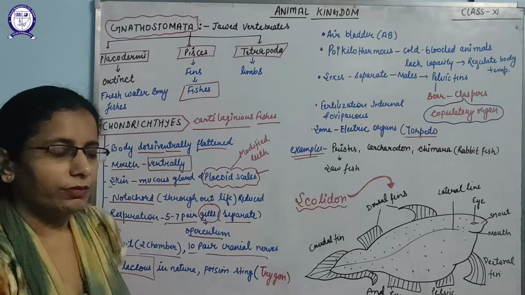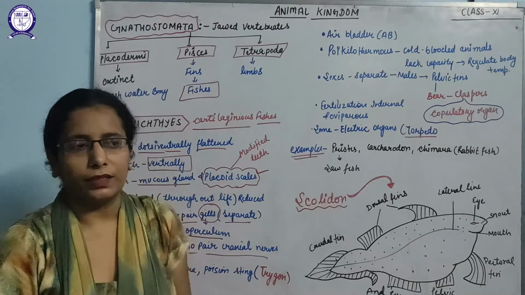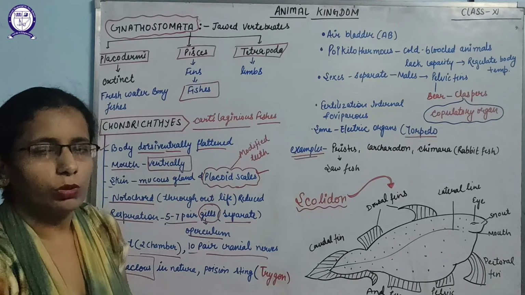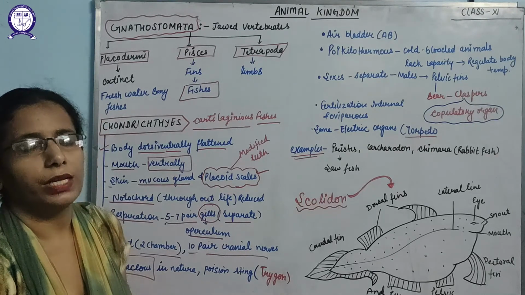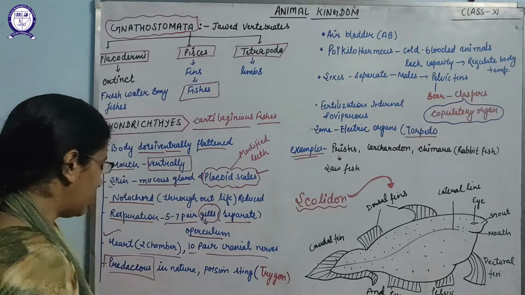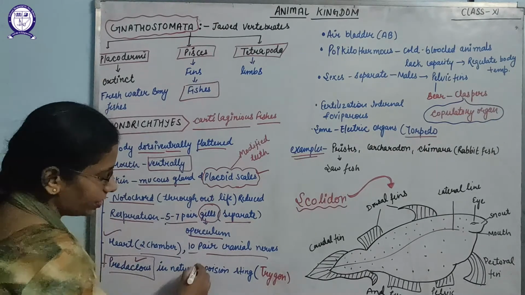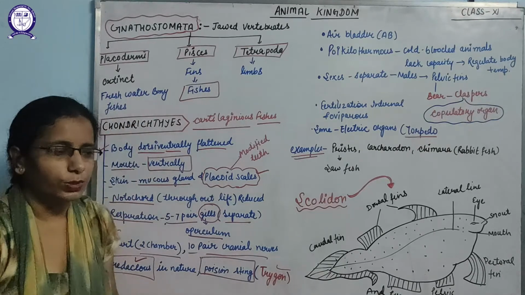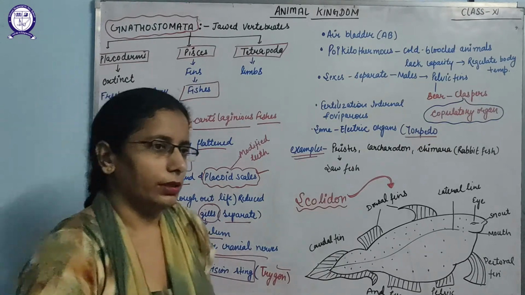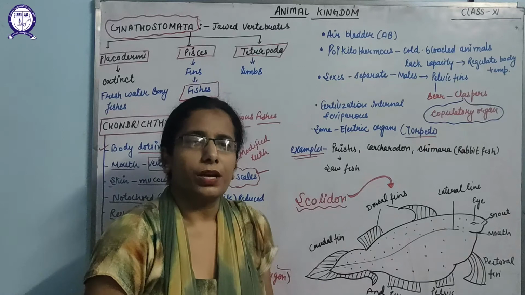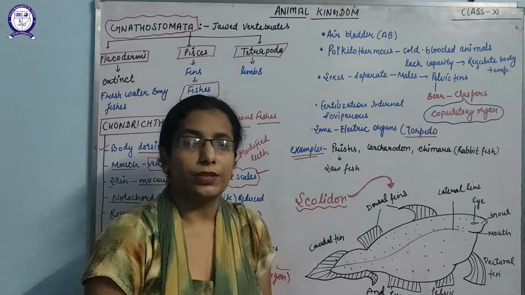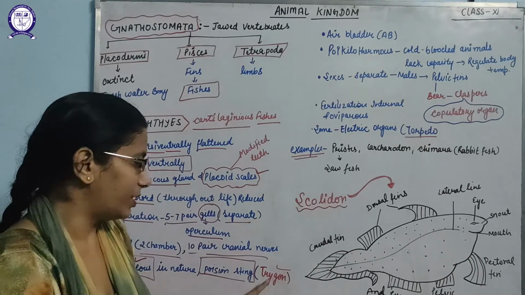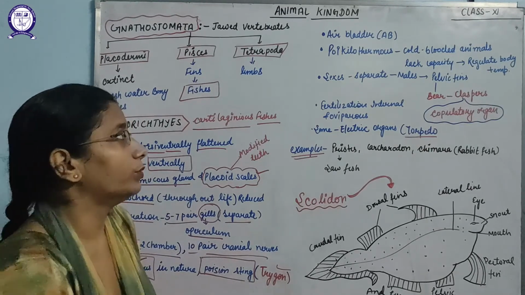Predaceous means they show a predator and prey relationship. That means they eat smaller organisms, which we can call the prey. So these are predaceous in nature, and some have a poisonous sting also. An example is Trygon. That means they have the ability to kill their attacker or predator with the help of the poisonous sting. That is why their example is Trygon.